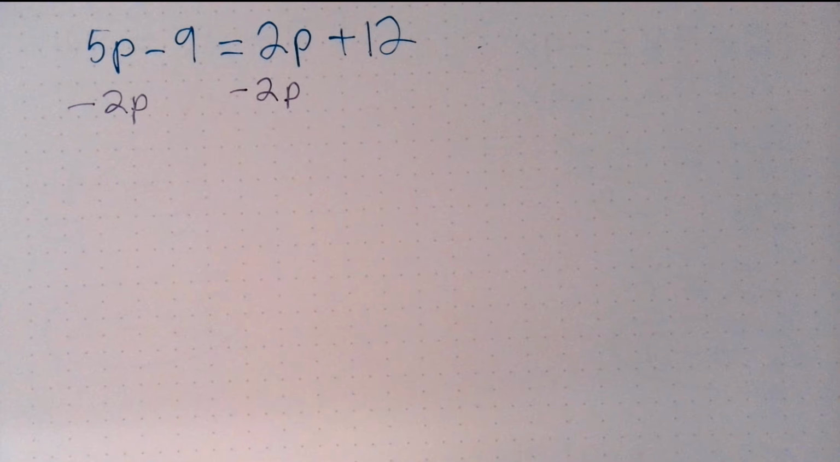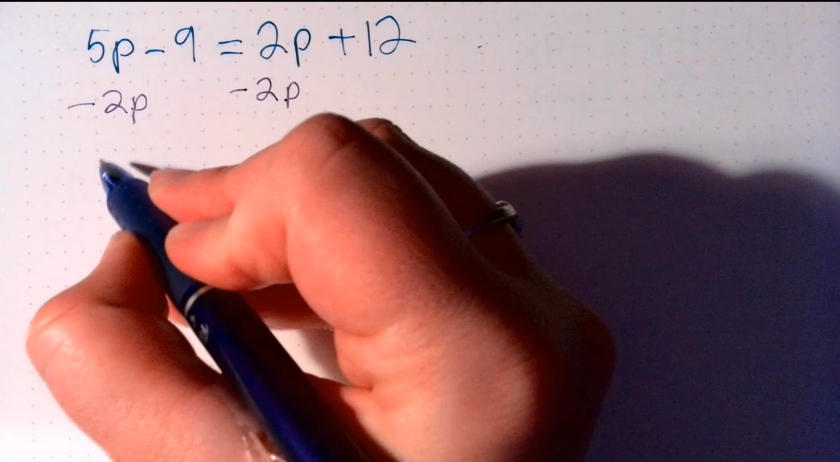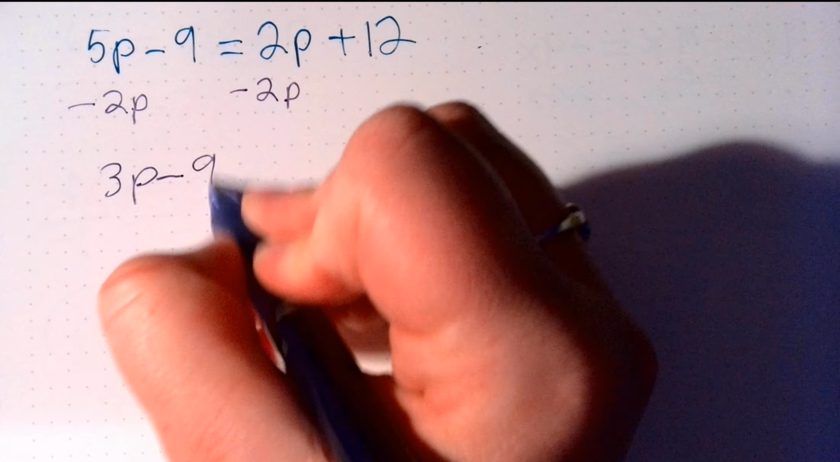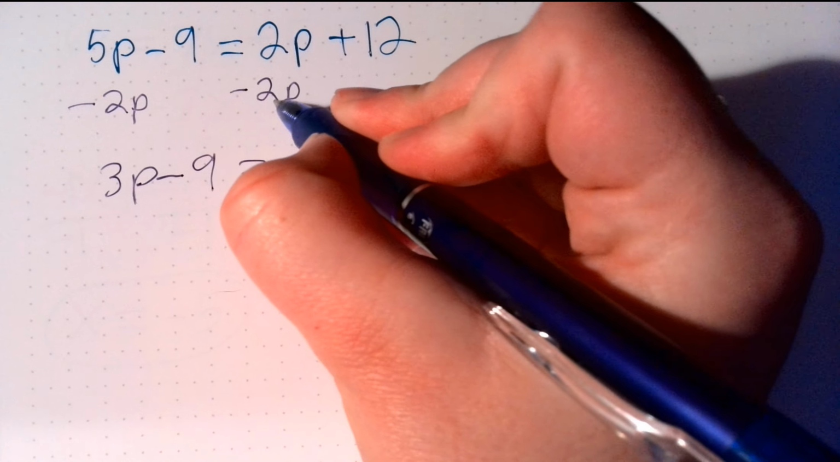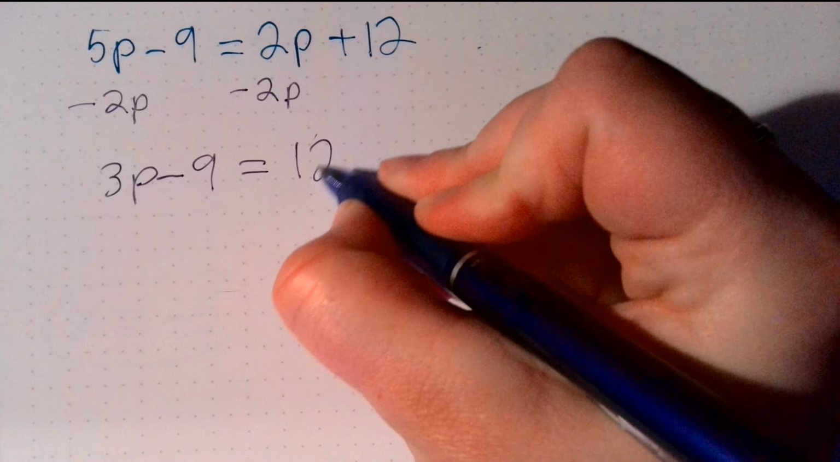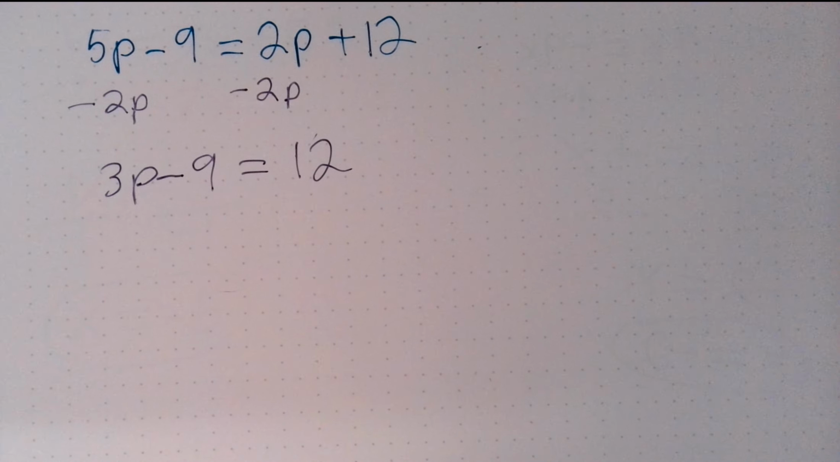All right, so 5 minus 2 gives me 3p. Bring down the 9. 2 minus 2 is 0, canceling each other out. So we have our 12 left over. So from here, what do you guys think I'm going to do?